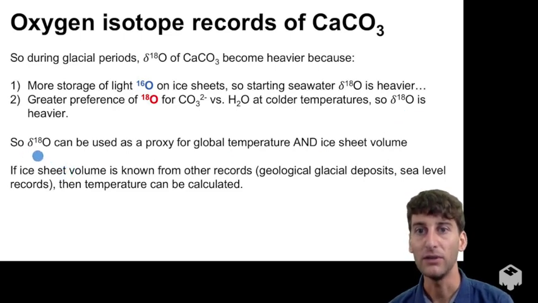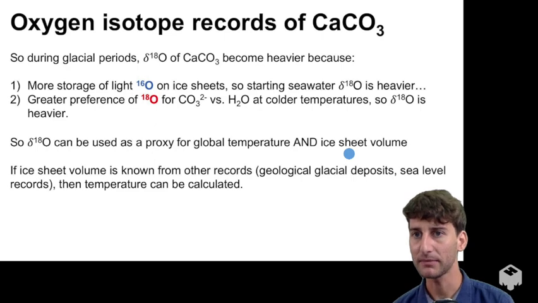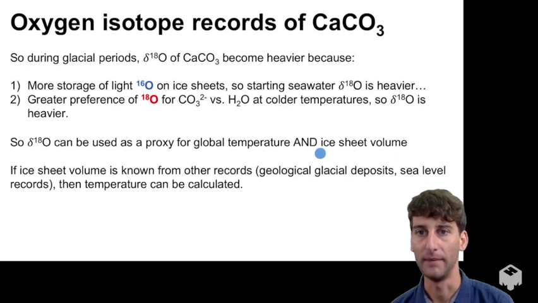And so you can use this delta 18O as a proxy for combined global temperatures and ice sheet volumes. And this is because when ice sheets expand, the climate cools. And so these two forces are moving in the same direction. So we can use this as an integrated sense of climate.